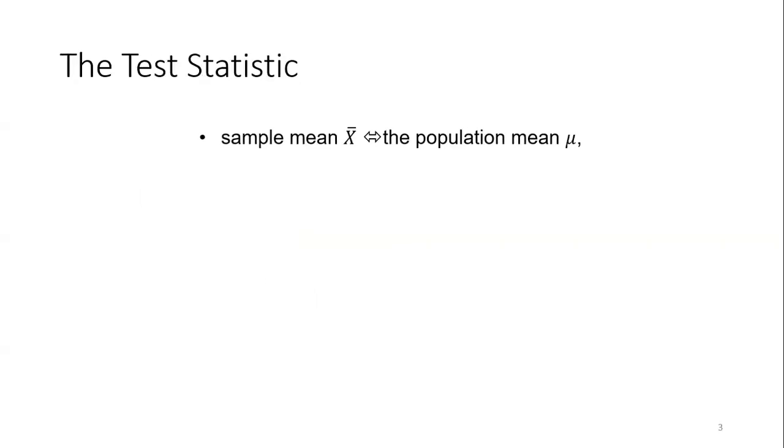Remember when we were talking about the population mean mu, we used its point estimator x bar, and we talked about its distribution. Then we talked about its parameters, which are the expected value, the mean, and the variance of x bar, right?